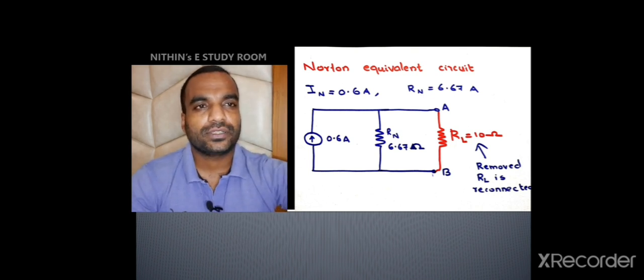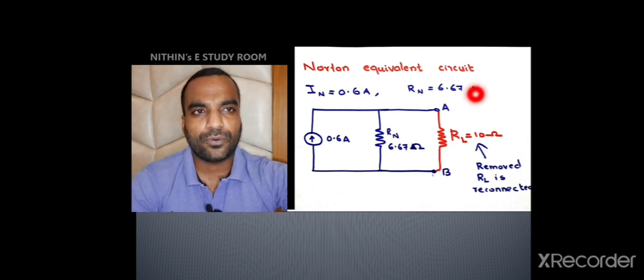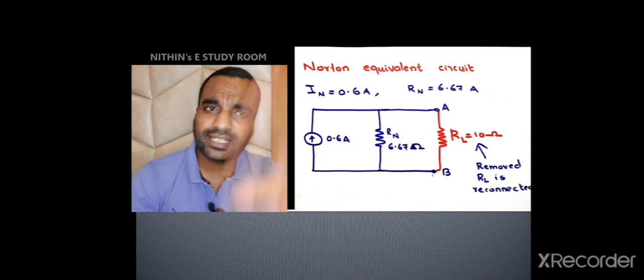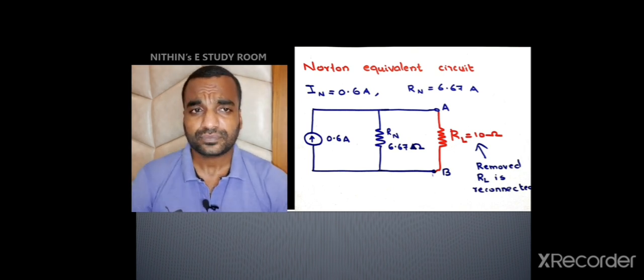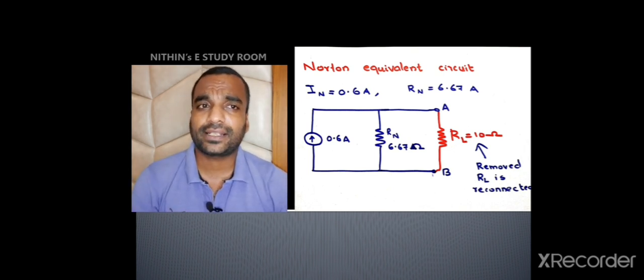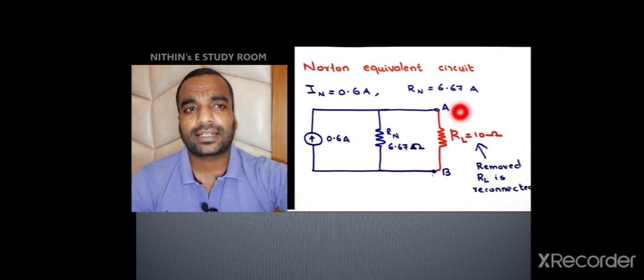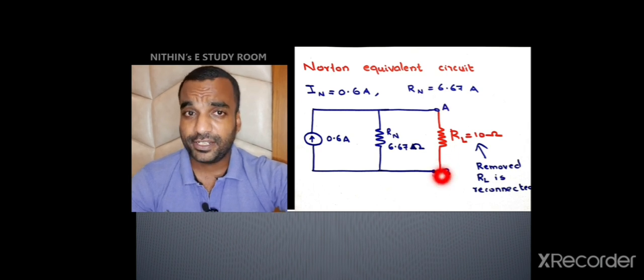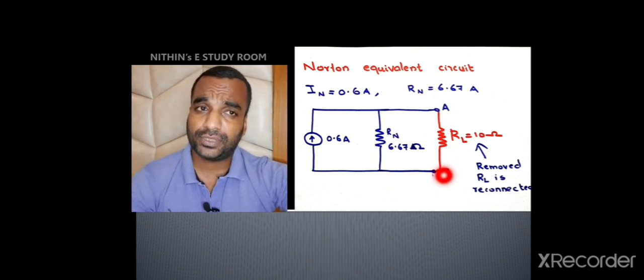Sorry. This is 6.67 ohm. Please correct it. 6.67 ohm. Now 0.6 ampere is connected in parallel with 6.67 ohm, and here we are having open circuit terminals AB. That is the equivalent circuit. And now for doing the remaining calculation, you are connecting this RL back to the load terminals. This was the removed branch earlier. Now you are connecting this RL back to the load circuit.